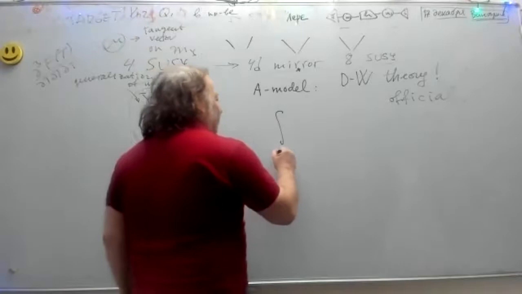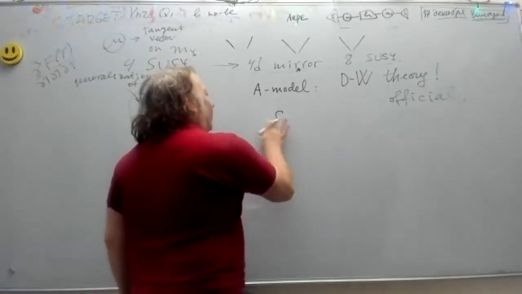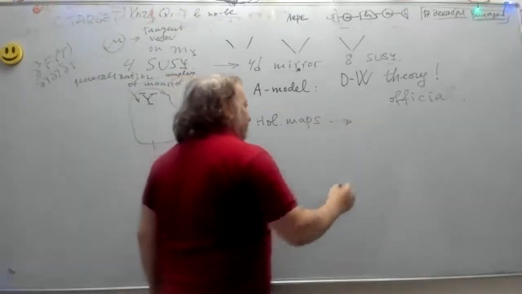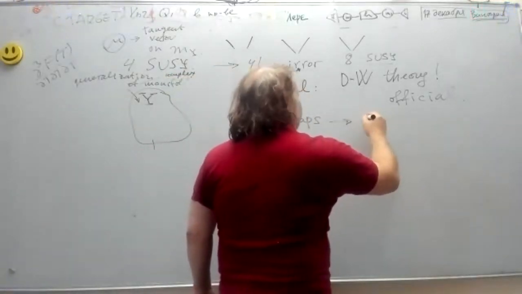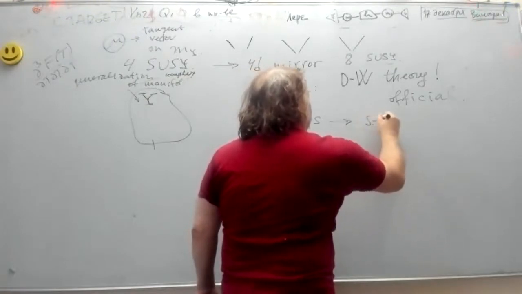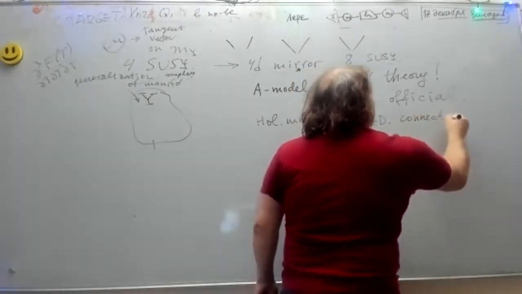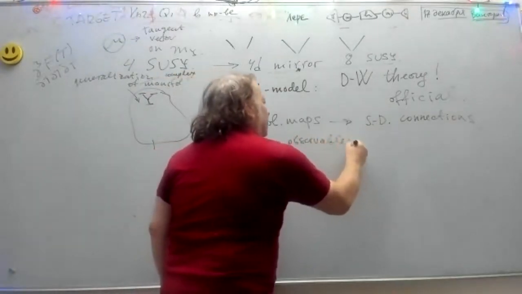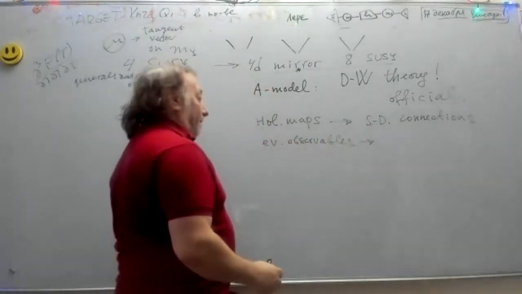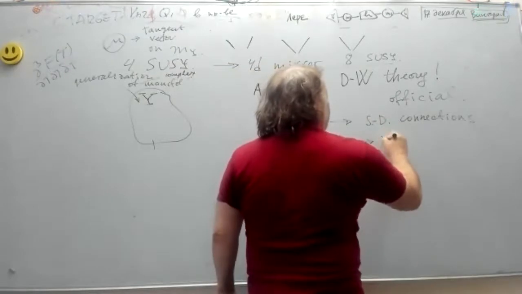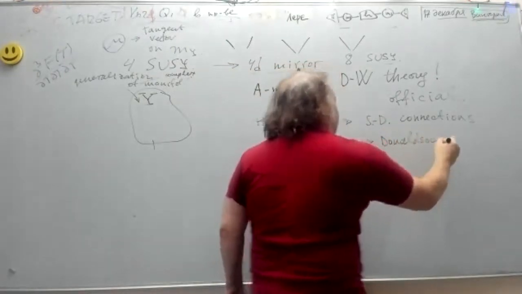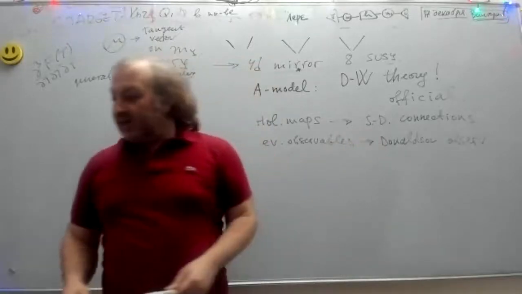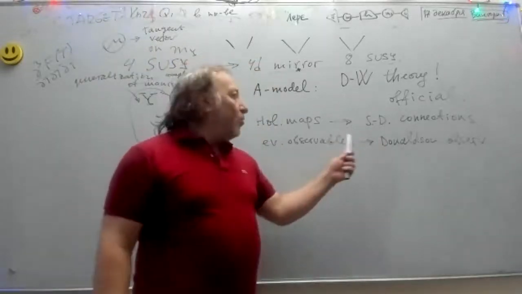So here we have the following. Holomorphic maps are replaced by self-dual connections. Evaluation observables are replaced by so-called Donaldson observables. I should not recall what a self-dual connection is, everybody knows it. However, I need to recall what the Donaldson observable is.